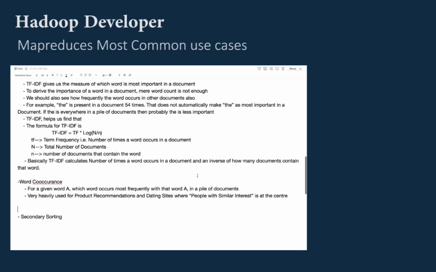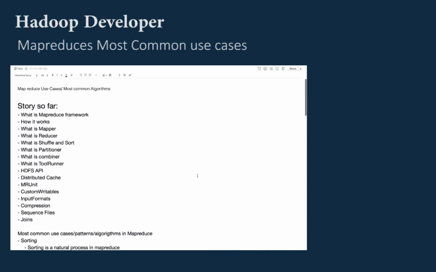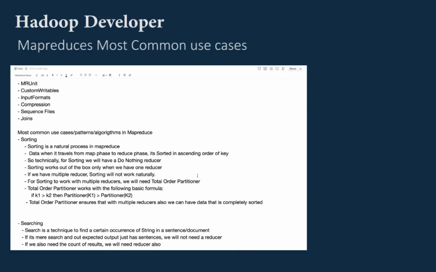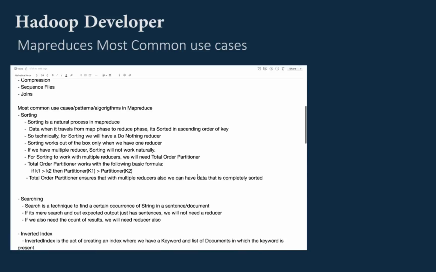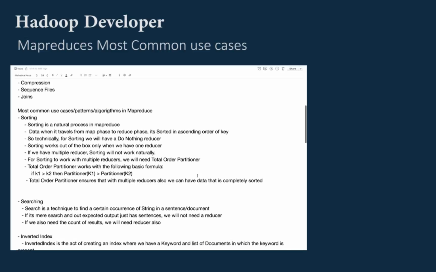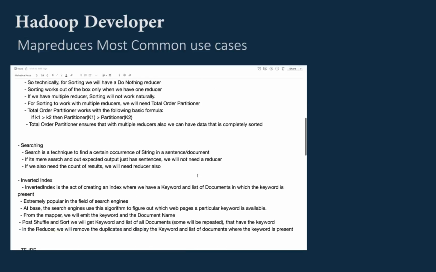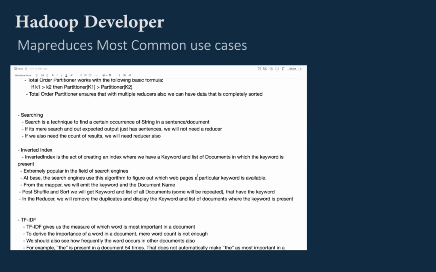So, quick recap. When it comes to MapReduce algorithms, we've so far seen 5 of the most important or most frequent use cases. We've seen sorting, which is natural in MapReduce, with one reducer. With multiple reducers, total order partitioner would be used. Searching is basically finding a certain word in a pile of documents. Inverted index is basically used for ranking for search engines, where you have a keyword and the list of web pages where that keyword is present.